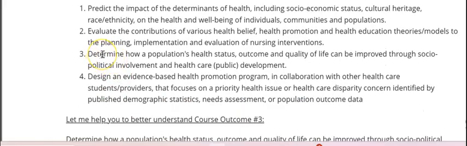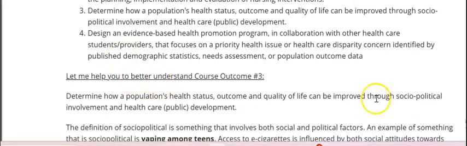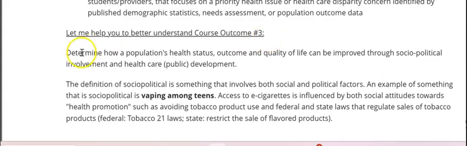Number 3 is written at a high level that's a little confusing. So let me help you to understand, and I'm hoping everybody's watching this video so they can get the best grade possible. Let me help you to better understand course outcome number 3, which is determine how a population's health status, outcomes, and quality of life can be improved through socio-political involvement and healthcare development.